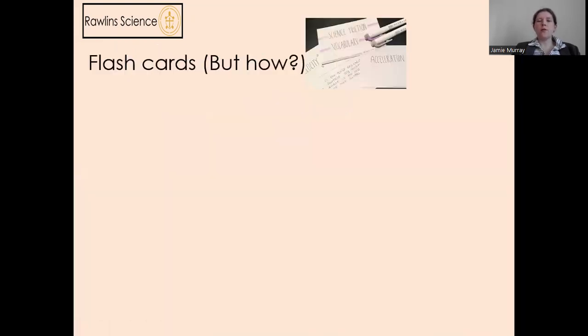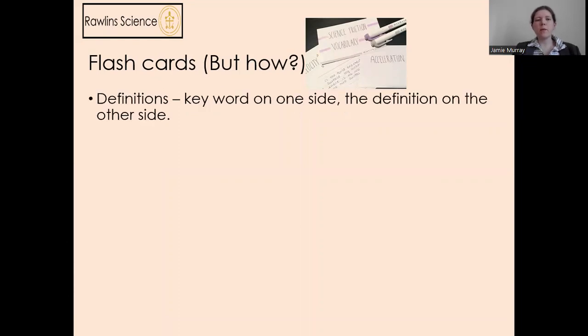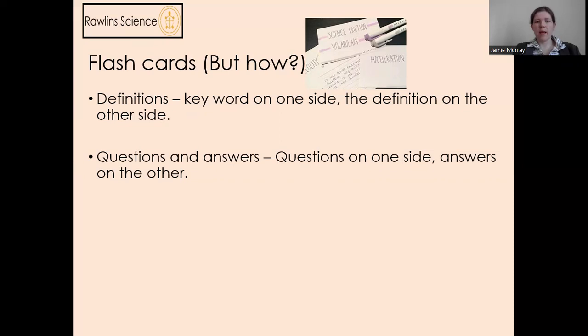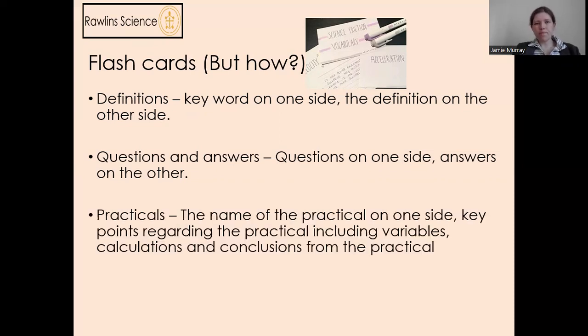But how are you going to use them? So the first idea would be definitions. Keyword on one side, definition on the other. This is really, really important as there are really key words that are needed in these definitions. Definitions come up in all chemistry, physics, and biology every single year, every single paper. So they're guaranteed marks if you know them. Questions and answers. So common questions on one side, answers on the other.